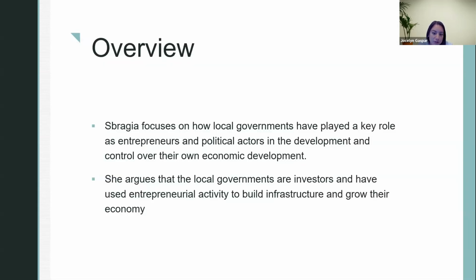So beginning with an overview, in Entrepreneurial Cities, the author focuses on how local governments have played a key role as entrepreneurs and political actors in the development and control over their own development. So meaning that cities are more than just static features of American politics and will act towards other governments in ways that other interest groups do, in that they push their own agendas on the topics that they want to move forward. So she argues that local governments are seen as investors and have used entrepreneurial activity and the use of circumvention to move beyond federal and state policies and build infrastructure and grow their own economy. And this is all happening while the federal government and state governments do attempt to regulate local government control, but we'll expand on those details in the next few slides.